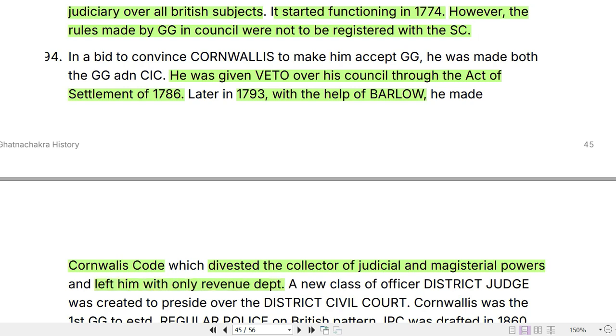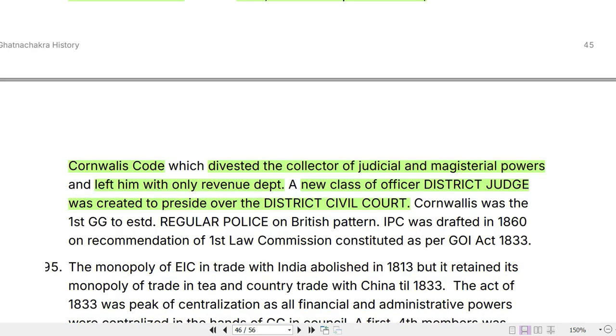A new class of officer, the district judge, was created to preside over the district civil courts. Cornwallis was the first Governor General to establish a regular police on the British pattern, and the IPC was drafted in 1860 on the recommendation of the First Law Commission as per the Government of India Act 1833. So as per the Government of India Act 1833, the first Law Commission was set up, and the first Law Commission drafted the IPC in 1860. So this much you have to remember.